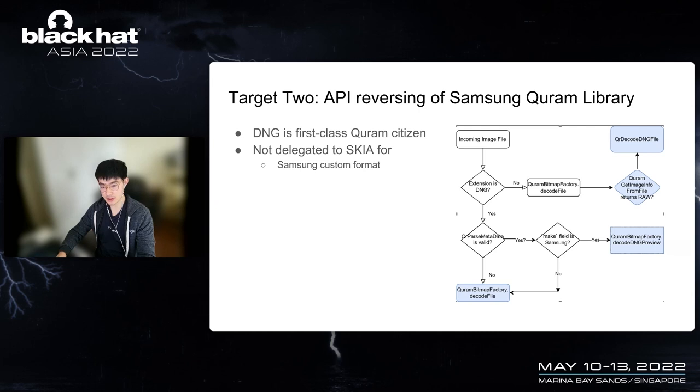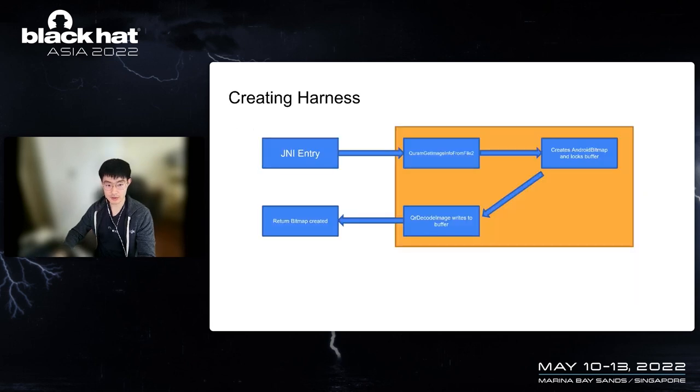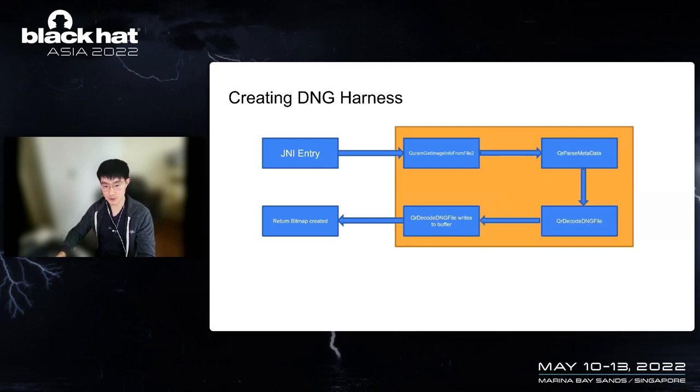And if the extension is not DNG, the QRM bitmap factory decode file will be called again to decide whether QRM get image info from file thinks the file is a raw format. A raw format is another name for the DNG format. And if the answer is true, the QR decode DNG file will be called. So to create a fuzzing harness, similar to the previous QRM example, we have a new DNG harness for the DNG parsing, and we will conduct fuzzing on this harness. And we will elaborate on it more later on.